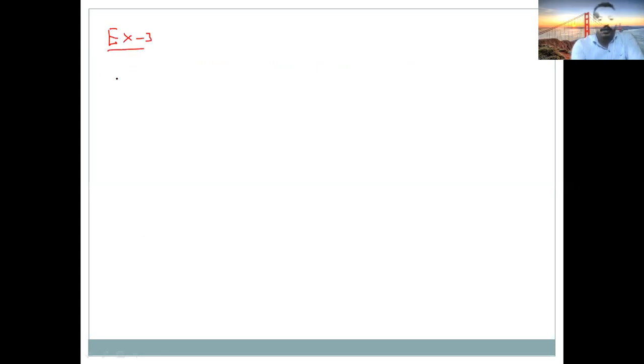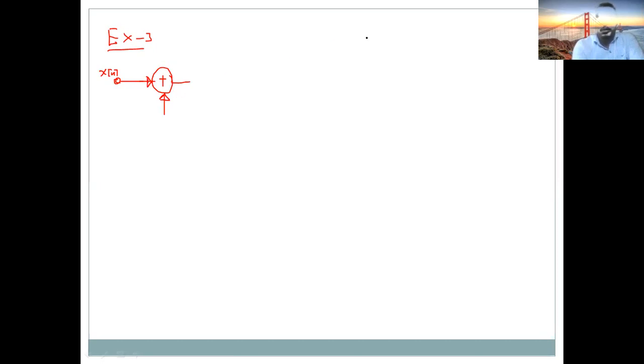So let's take a system with input x of n. This is our input signal, connected to one of the basic elements of a discrete time system. We call it an adder. This is an adder circuit. It takes two inputs, one from here, another from the input side.